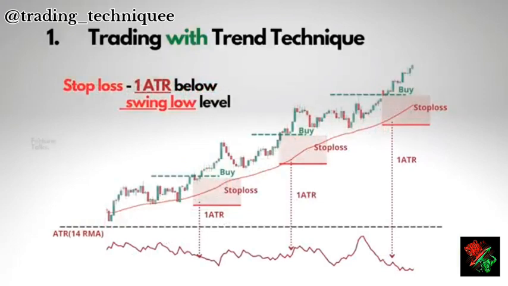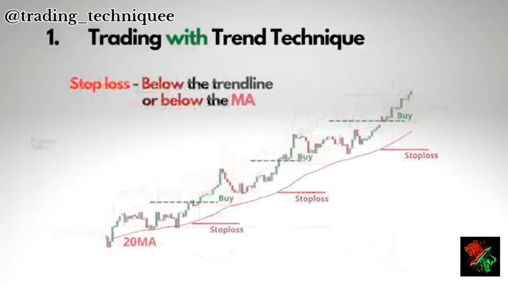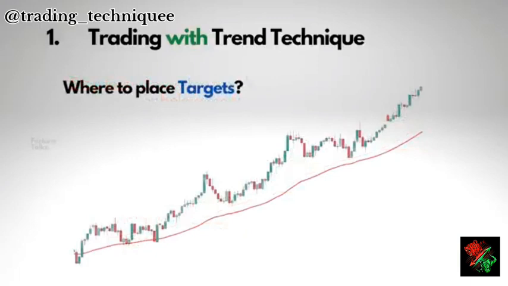If you don't know about what ATR indicator is, watch this video on ATR indicator. Or else you can simply place the stop loss below the trend line or even below the 20 moving average for that sake. Now the second exit is when you're right. On the flip side, what if the market moves in your favor? How would you exit your trade? It is simply about setting the targets.